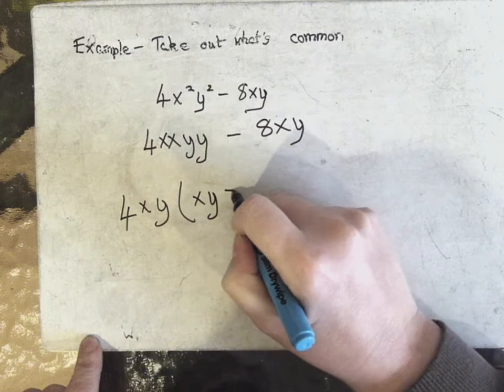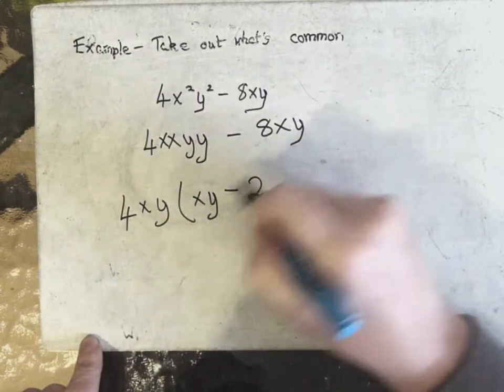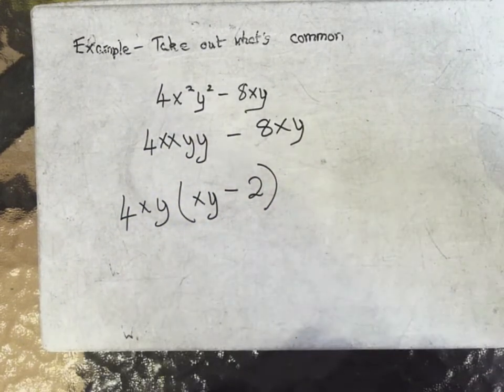Then this sign is the same. 4 by 2 is 8, and the x has gone outside and the y has gone outside, so that's your answer. So that's taking out what's common. I'm only doing one example of that because that's the easiest one.